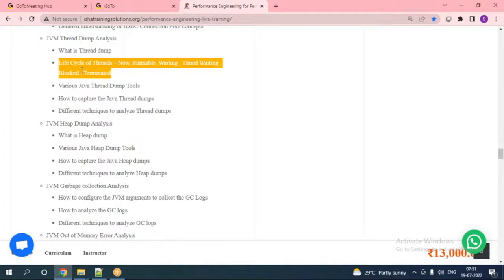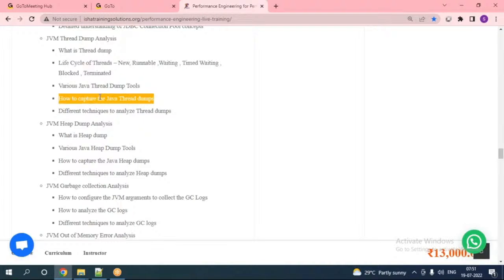Even AppDynamics is available to take the thread dump, and VisualVM is there too. With this session I will be able to drill down in terms of all those utility tools, and we are going to run a test and capture the thread dump as well, learning how to capture the thread dump.